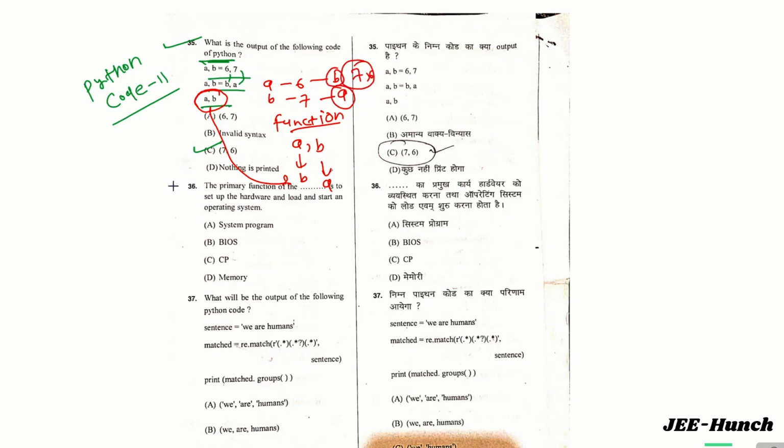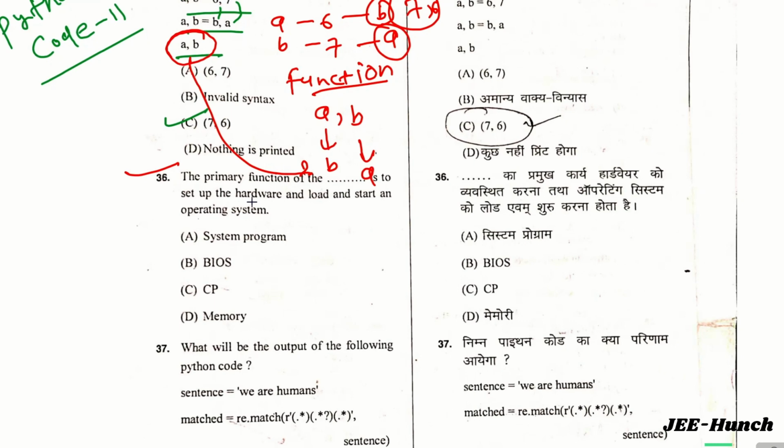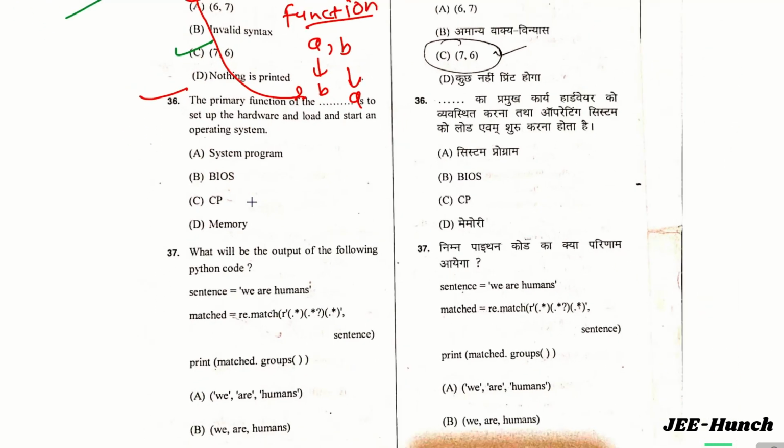Okay, next, 36. The primary function of the dot dot dot is to set up the hardware and load and start an operating system. So in question 36, option number B is correct, BIOS. BIOS is a main part which takes place in loading, powering off and powering on any computer and its operating system.